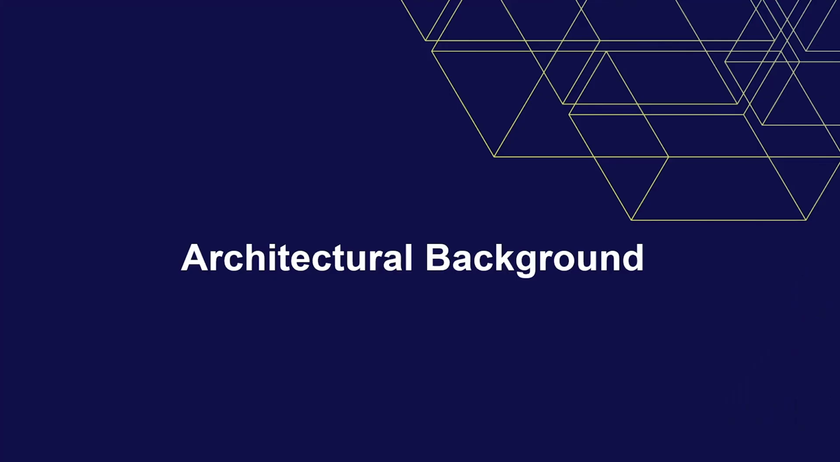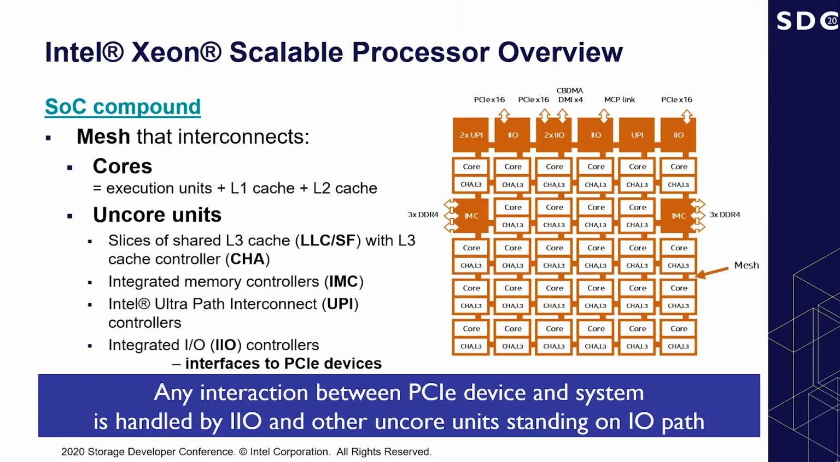Okay, so now let's dive into the architectural background and go over some of the I/O transaction flows. This is an overview of the Intel Xeon Scalable processor. On the right-hand side is this picture, and let me get you oriented around what we're looking at. If you think about a two-socket system, this picture represents one of those sockets, the SoC that would be seated in one.